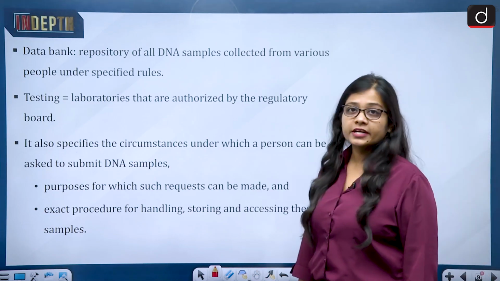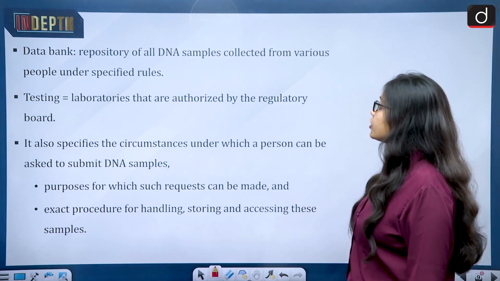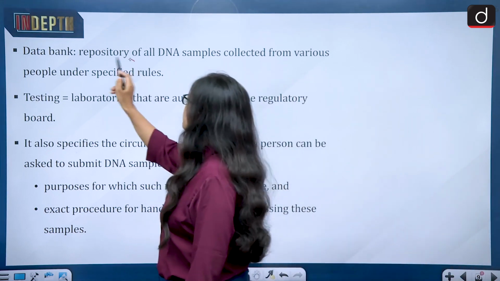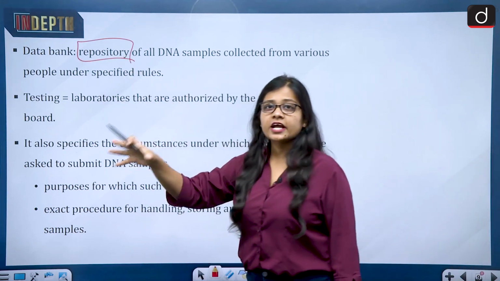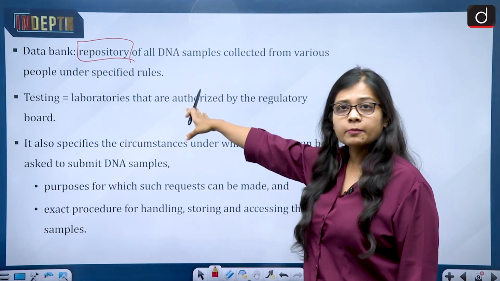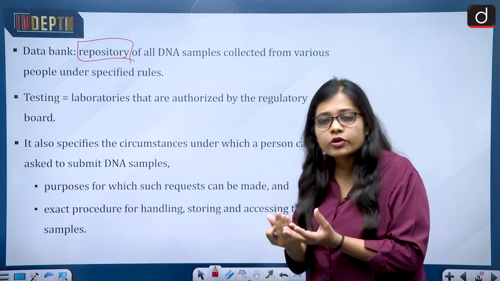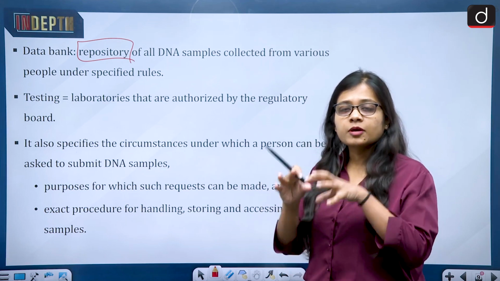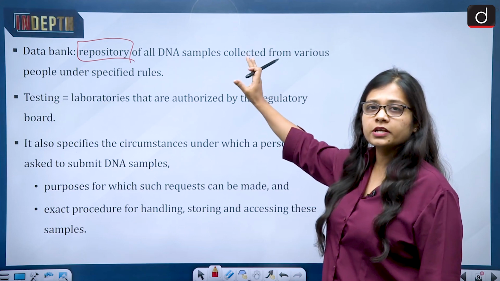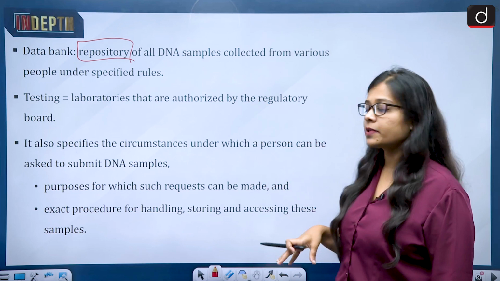Then about the data bank, the responsibility of the data bank would be that it will be the repository of all DNA samples collected from various people under specified rules. All the DNA that will be collected from all the people would be stored at the DNA Data Bank. And that is why it is called a bank. What is the meaning of the word bank? Bank means storage of something, keeping something at one single place. So that is why it has been given the responsibility of repository, that is, keeping things at a particular place.